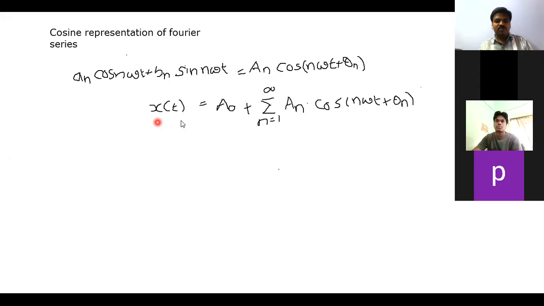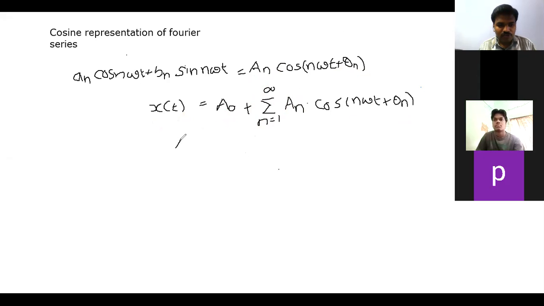So that is x of t is equal to small a naught is replaced with the capital A naught plus sigma n is equal to 1 to infinity an into cos of n omega t plus theta n. Now this is the cosine representation of the Fourier series. Now see here, what are the values of a naught, an and theta n?